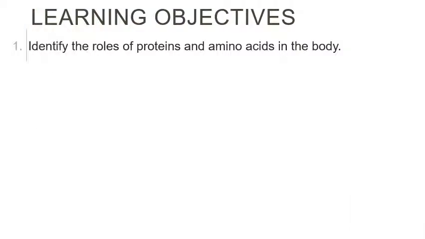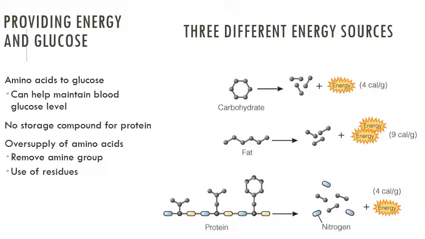Learning objectives: identify the roles of proteins and amino acids in the body. Providing energy and glucose: amino acids can be converted to glucose to help maintain blood glucose level. There's no storage compound for protein. You can't store protein anywhere in your body. If there's an oversupply of amino acids, then the body removes the amine group and uses the residues.